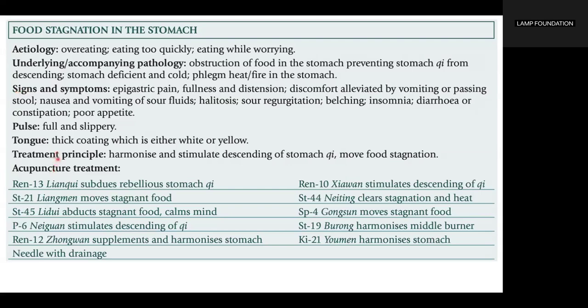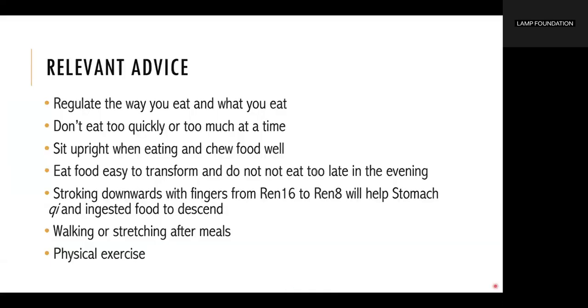Treatment principle: harmonize and stimulate descending of stomach Qi, move food stagnation. Acupuncture treatment: REN 13 to subdue rebellious stomach Qi, stomach 21 to move stagnant food, stomach 45 to abduct stagnant food, calm the mind, pericardium 6 to stimulate descending of the Qi, REN 12 to supplement and harmonize stomach, REN 10 to stimulate descending of Qi, stomach 44 to clear stagnation and heat, spleen 4 to move stagnant food, stomach 19 to harmonize middle burner, kidney 21 to harmonize stomach. Needle with drainage.